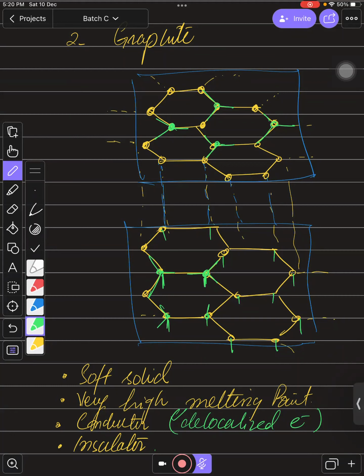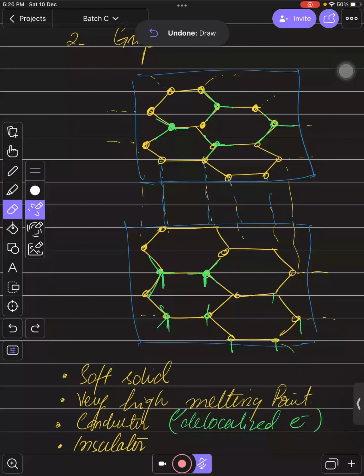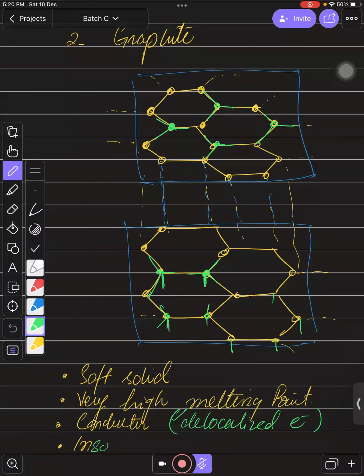Insulator. Oh, sorry, insoluble. This is insoluble in water. Okay, sir. This is insoluble in water. They are insoluble in water. Right? Graphite molecules are insoluble in water. Is it right, bacho? Yes, sir. Right, sir.